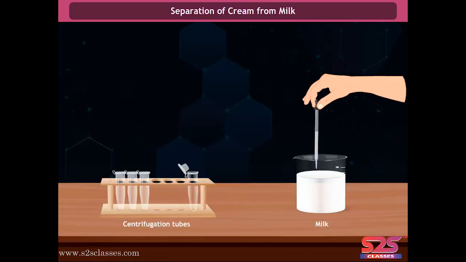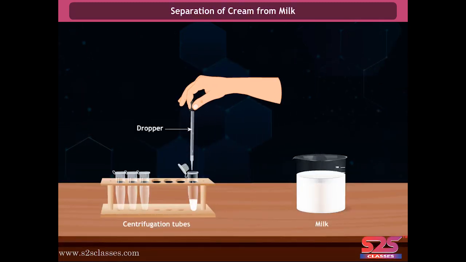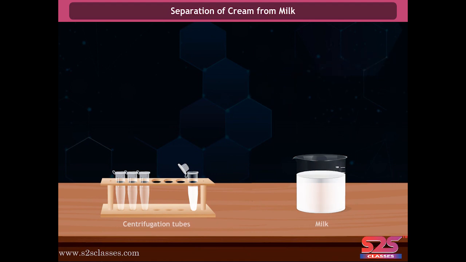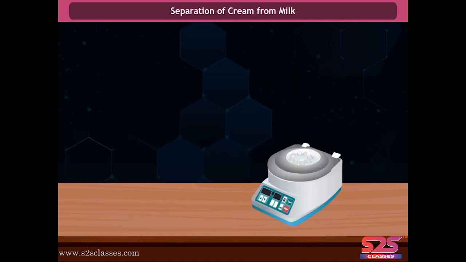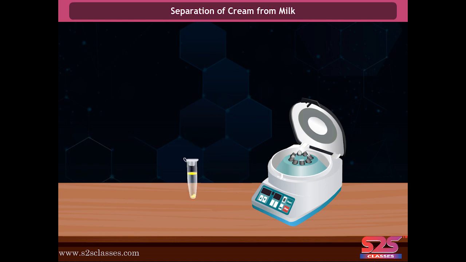Separation of cream from milk. Take some milk in a centrifuge tube. Centrifuge it by using the centrifuging machine for 2 minutes. What will you observe after centrifuging? We will find that the cream is separated out from milk. Upper part in the centrifuge tube is cream and the lower portion in the centrifuge tube is milk.